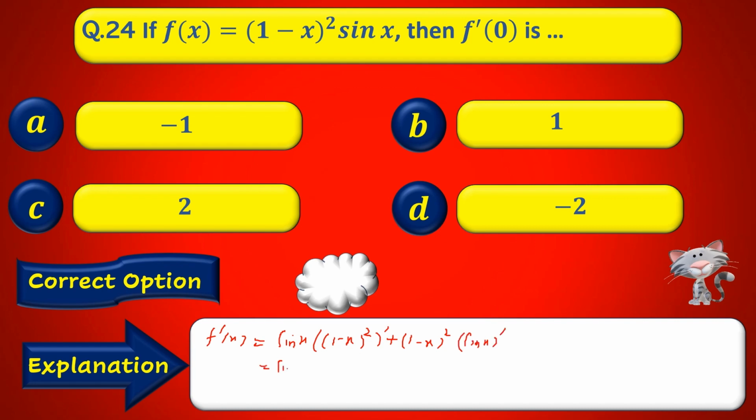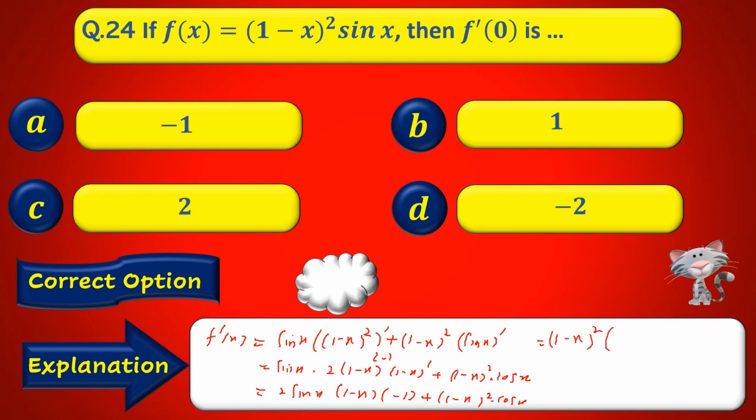It becomes sine of x, apply the power rule, 2 into 1 minus x to the power 2 minus 1 into the derivative of 1 minus x, and it becomes cos of x. It becomes 2 sine of x into 1 minus x into minus 1 plus 1 minus x whole square into cos of x. Take 1 minus x common and we get 1 minus x into minus 2 sine of x plus 1 minus x into cos of x.